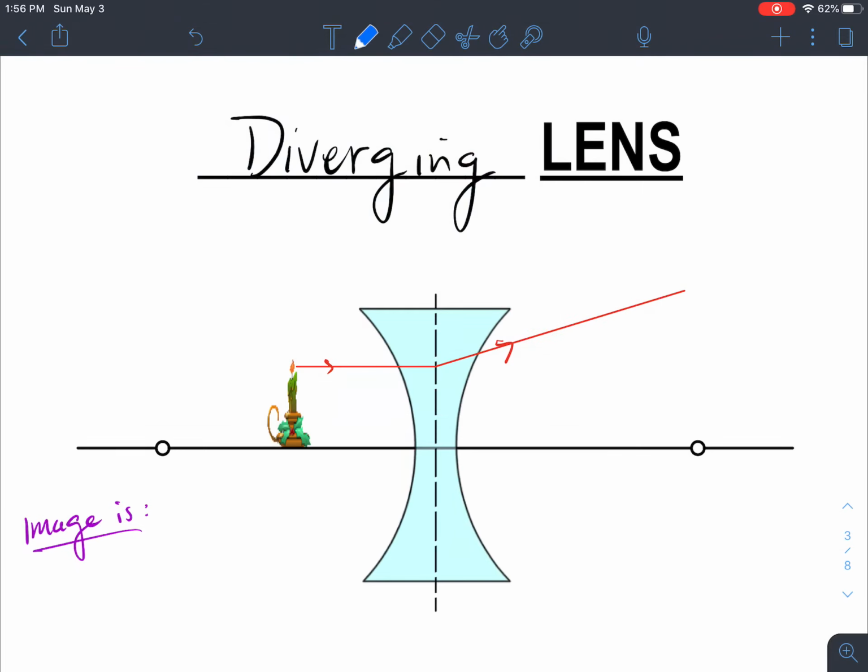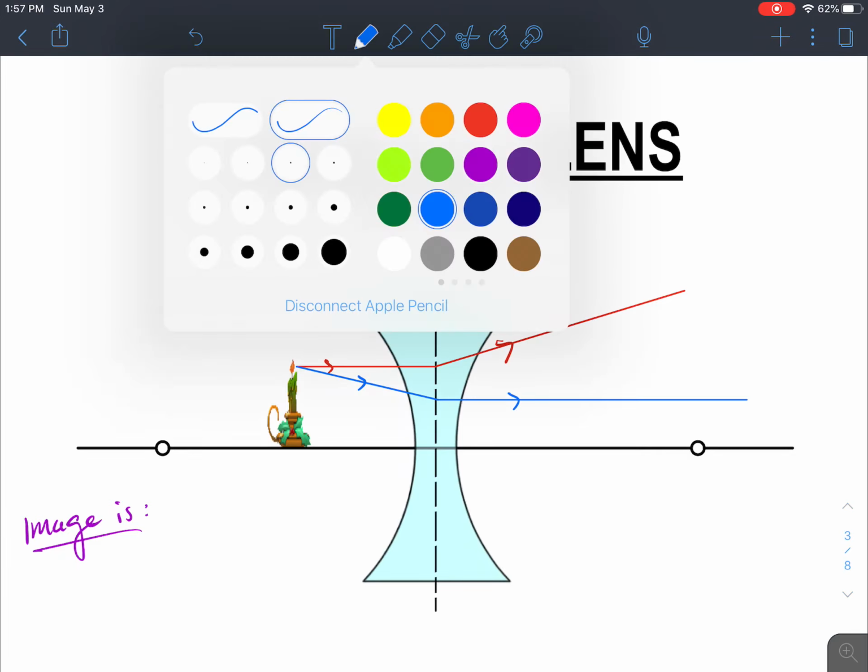Okay, rule number 2, this one is a light ray coming through the focus being refracted parallel. So this time I'm going to line up my ruler, my straight edge with the right-hand focus. Here's the incident ray coming in. Okay. And that is going to be refracted parallel to the principal axis. Okay, so there's our first 2 light rays.